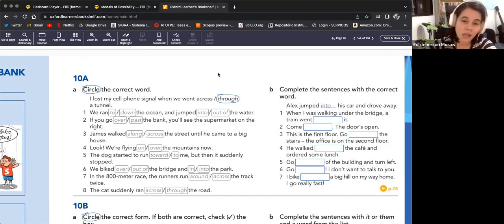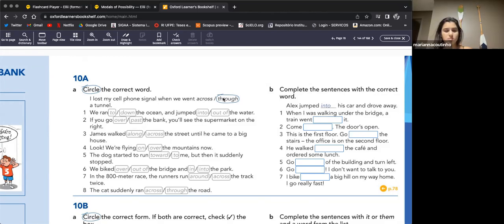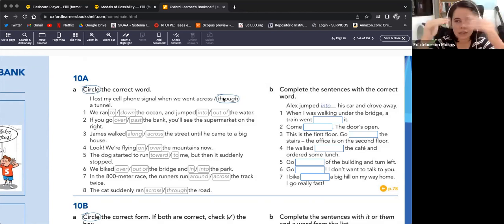So the right one is through, because when you go through something, it is something like a tunnel. It is inside, you go through, okay? Across is when you are crossing, like across the street, okay? Tipo, o túnel é fechado, você vai por dentro. Como a rua é aberta, você atravessa ela, ok? The right preposition is through, not across.